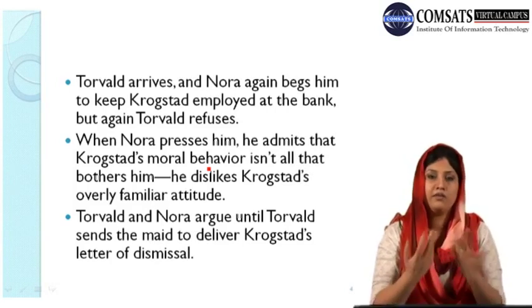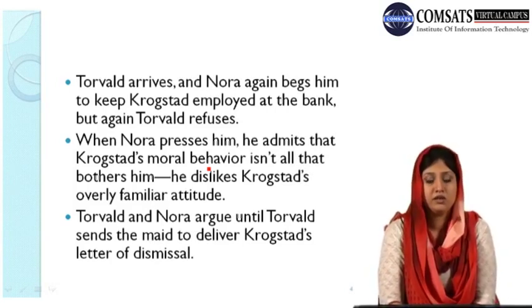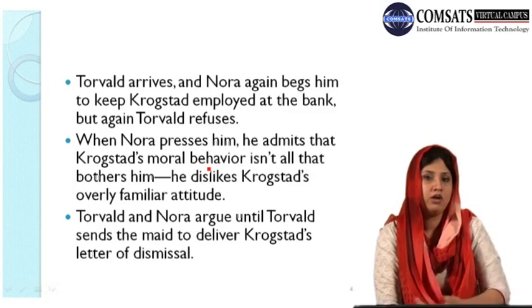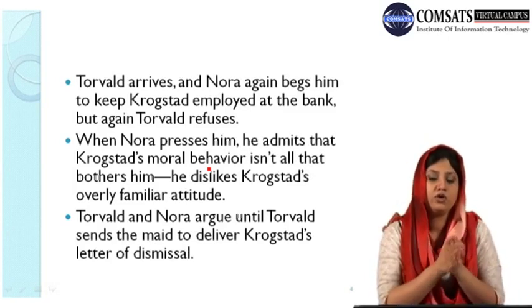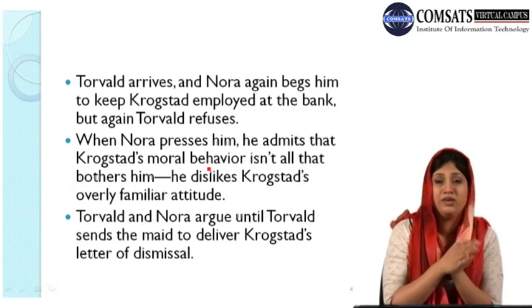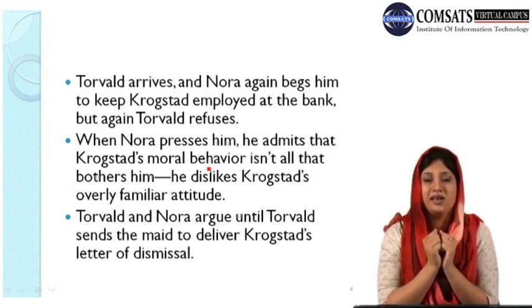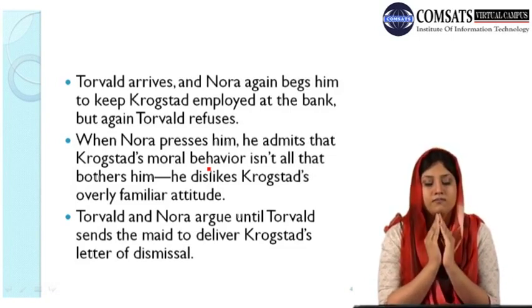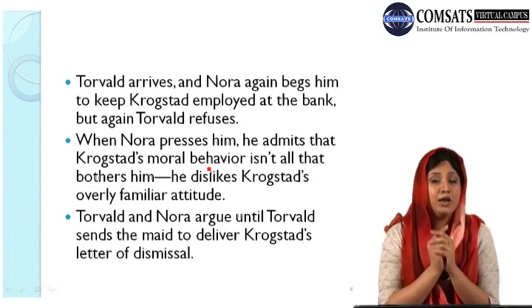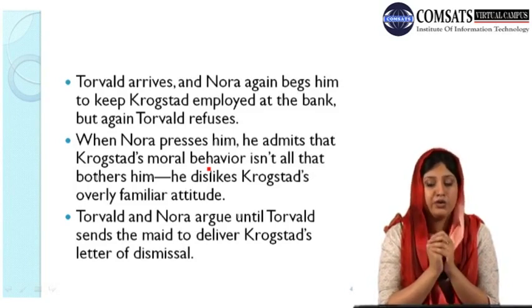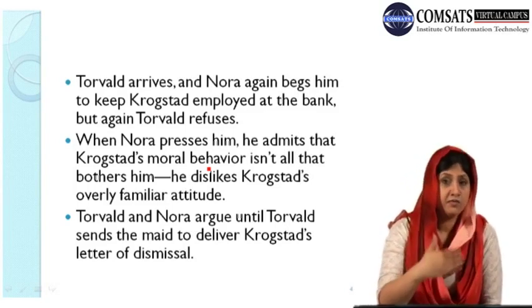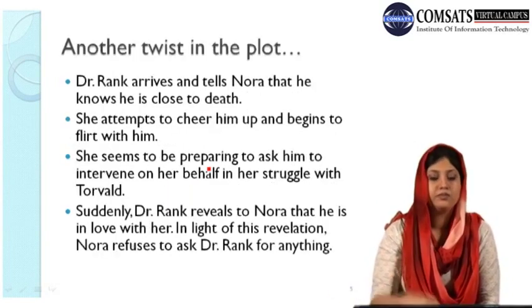Now what is happening? They both are having this dispute and this conflicting situation, and they converse and they are building up the situation, and Nora tries to convince Torvald, and Torvald is denying Nora. What happens is that the situation gets quite intense, and as a consequence, Torvald calls his maid, Helen, and he asks Helen to deliver the letter of dismissal to Krogstad. Another development in the story.